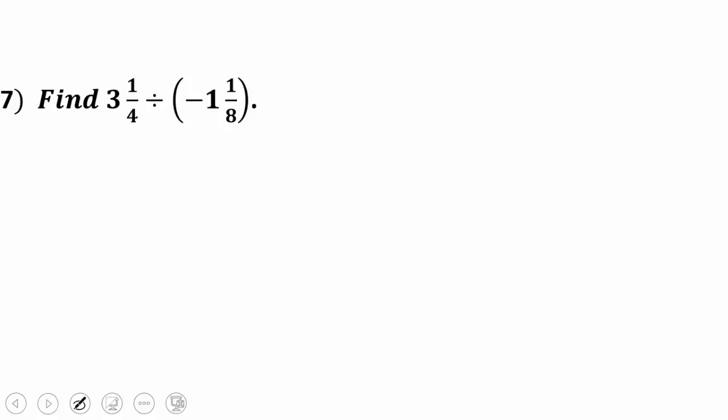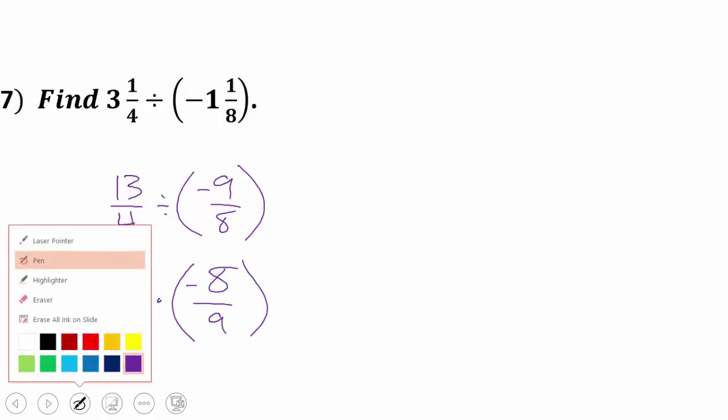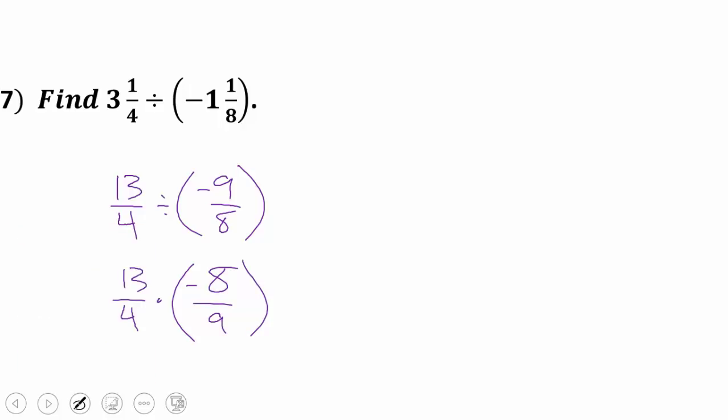3 1/4 divided by a negative 1 1/8. Got to make improper. So that would be 13/4 divided by a negative 9/8. And we are dividing, so 13/4 times a negative 8/9. And now we ask ourselves, do we like to multiply first or simplify first? I'm a simplifier, so I would take 4 into 4 once and 4 into 8 2 times. And now when I multiply, I get a negative 26/9. And when I simplify once again, I get a negative 2 8/9.